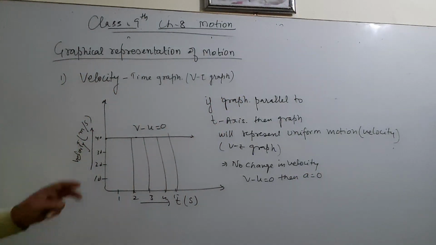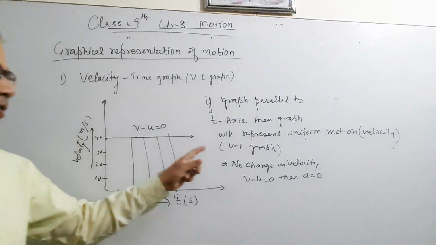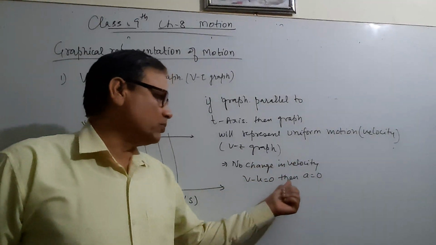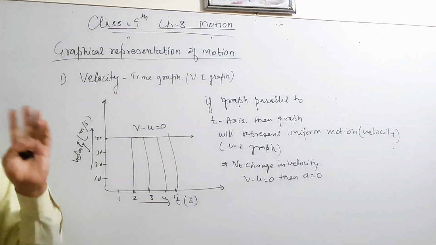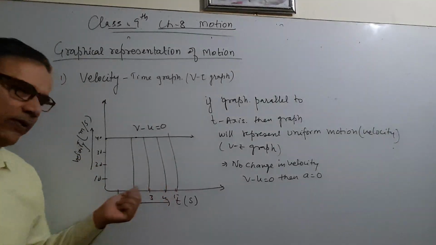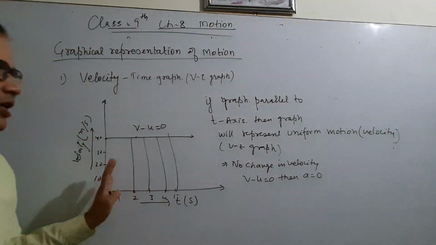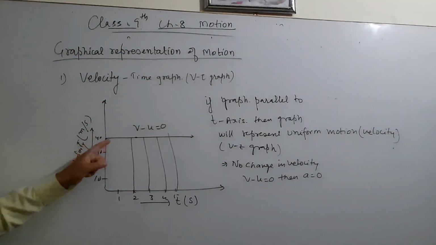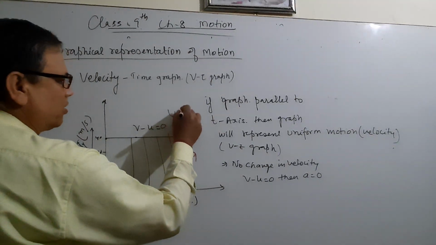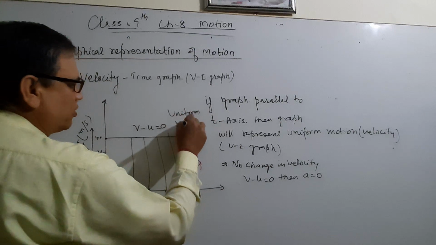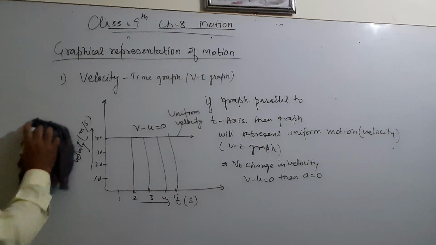When a line or a graph is parallel to time, then it represents the uniform motion. It means no change in velocity. V minus U is equal to 0. And this graph also represents that the acceleration of the object is 0, because in a given interval of time, the velocity does not change. Therefore, it represents the uniform velocity or the acceleration is 0.